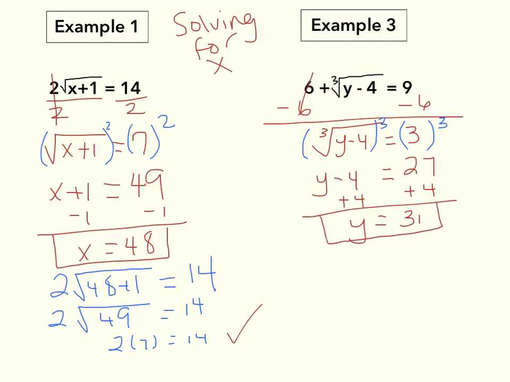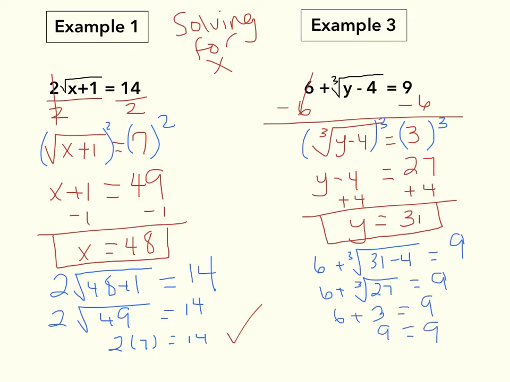Now remember, you have to check. So if I go plug this 31 back in, 31 minus 4, that's a cubed root. Then 31 minus 4 is 27. So I have 6 plus the cubed root of 27. And the cubed root of 27, you can also always check that in your calculator, is 3. So 6 plus 3 equals 9. So 9 equals 9, which is true. So that means this is our solution.